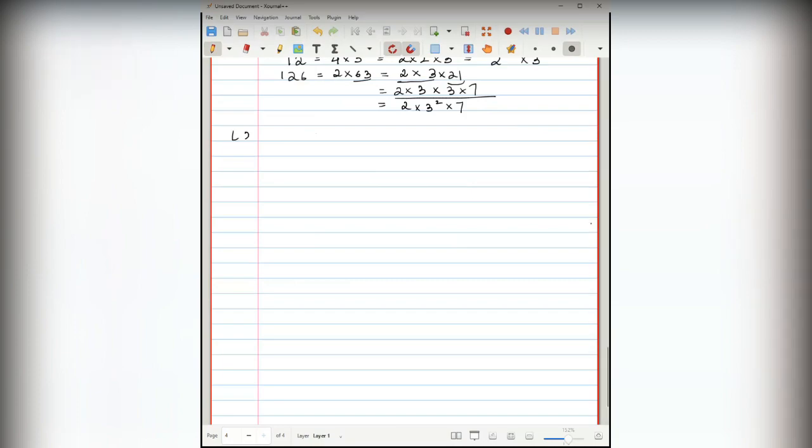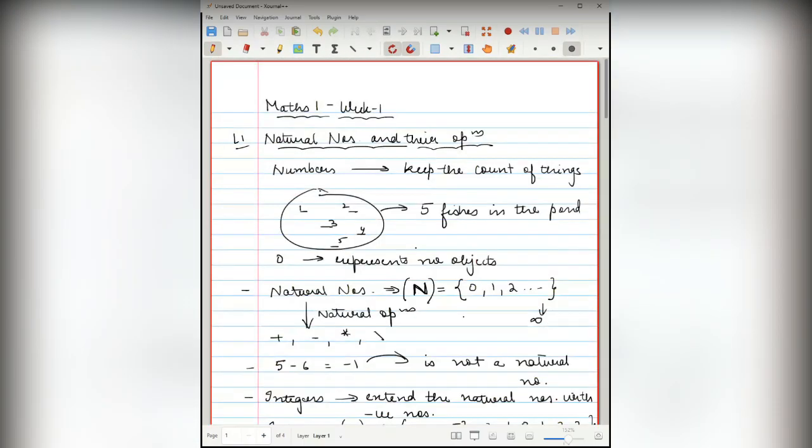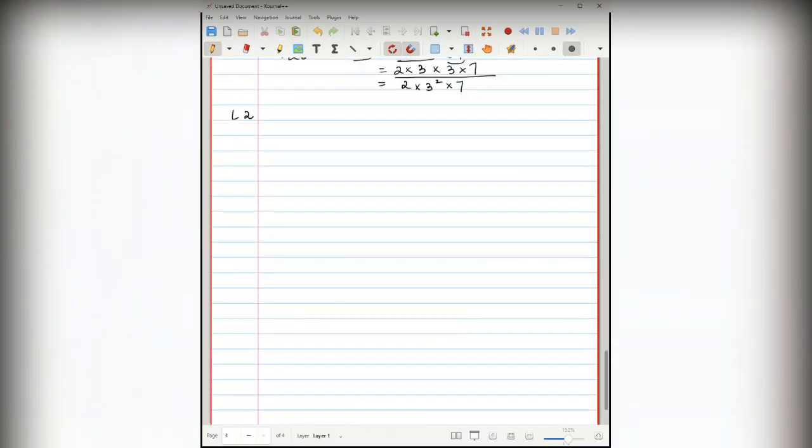Okay. So this is lecture 2. I don't think I've written about lecture 1, right? Yes, I've written. Okay. So lecture 2 is rational numbers.